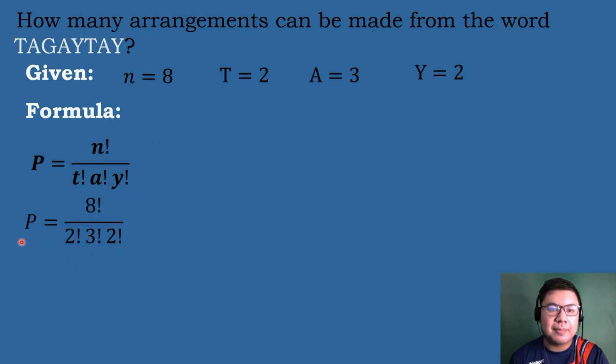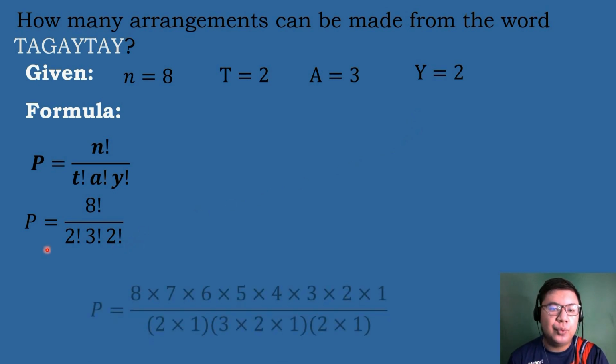And then we will substitute the corresponding values. P is equal to the value of n, which is 8, followed by the factorial symbol, all over the value of t, which is 2, followed by factorial, the value of a, which is 3, followed by the factorial symbol, and the value of y, which is 2, followed by the factorial symbol. And then after that, we will simplify.